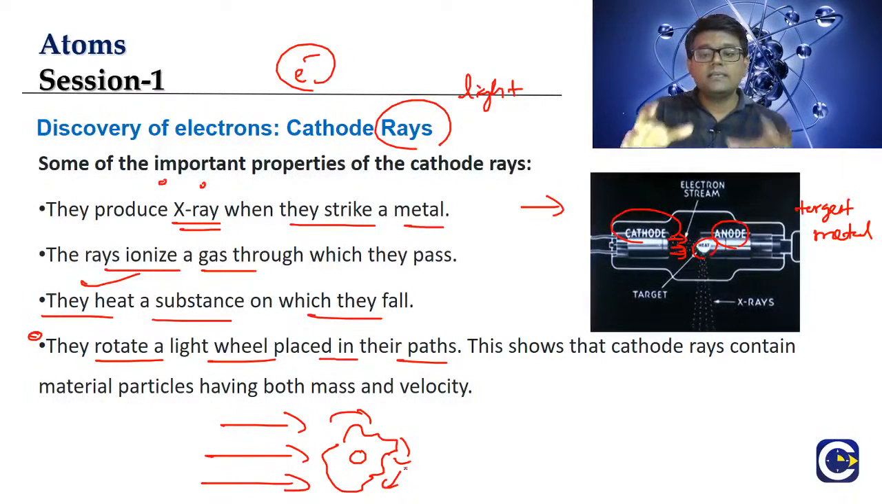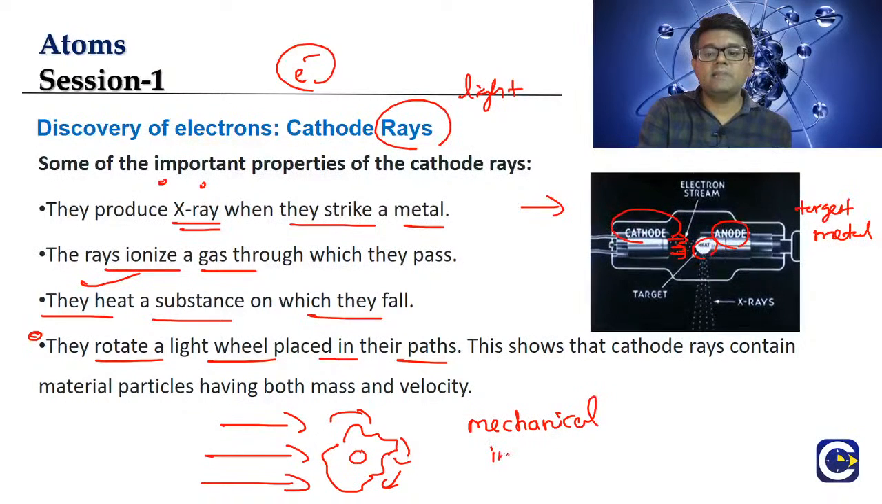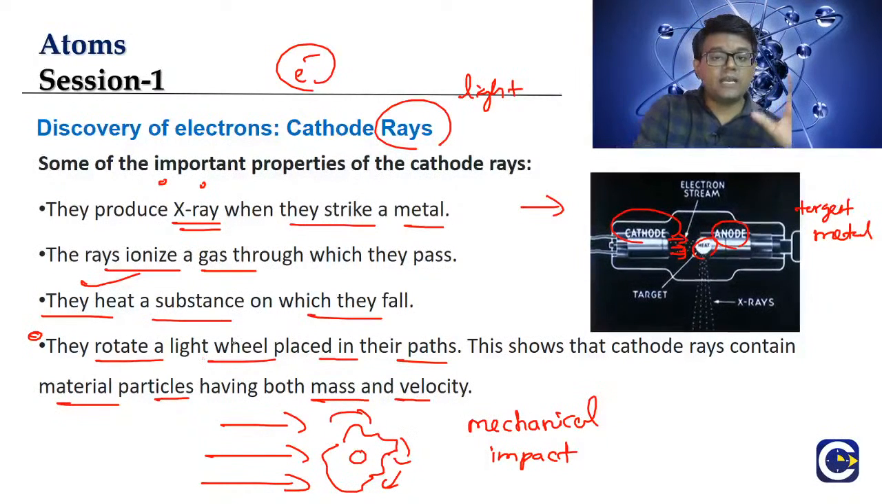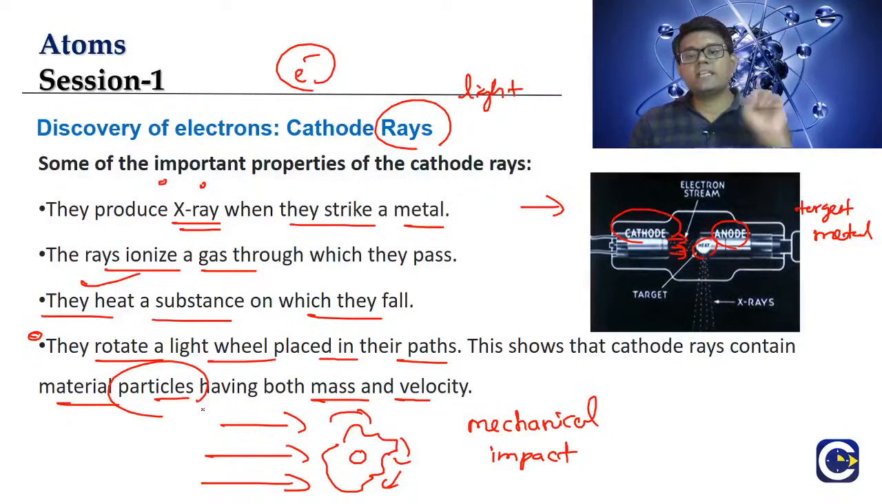And this basically shows what? Rotating a light wheel means they are able to create a mechanical impact. This indicates that the composition of cathode rays must be material particles. Only then can they create the mechanical impact, which means they must be particles having mass and moving with a particular velocity. That's why they are able to create the mechanical impact. So this has changed the perception about cathode rays. Now people have come to the understanding that cathode rays are not actually a form of light rays, but they are particles, since they are able to create the mechanical impact.